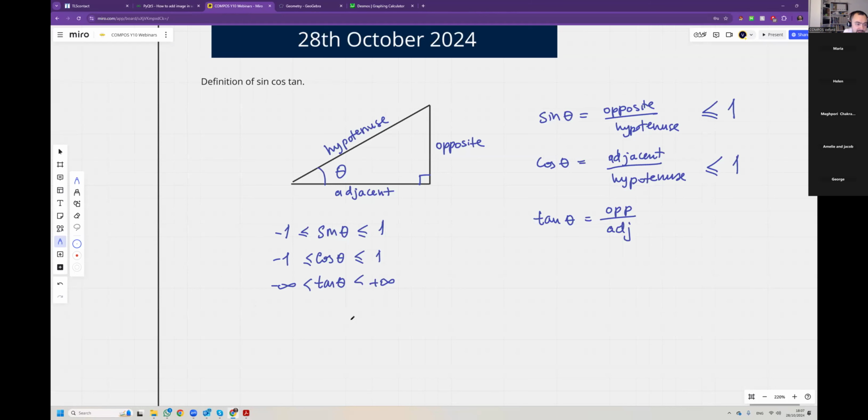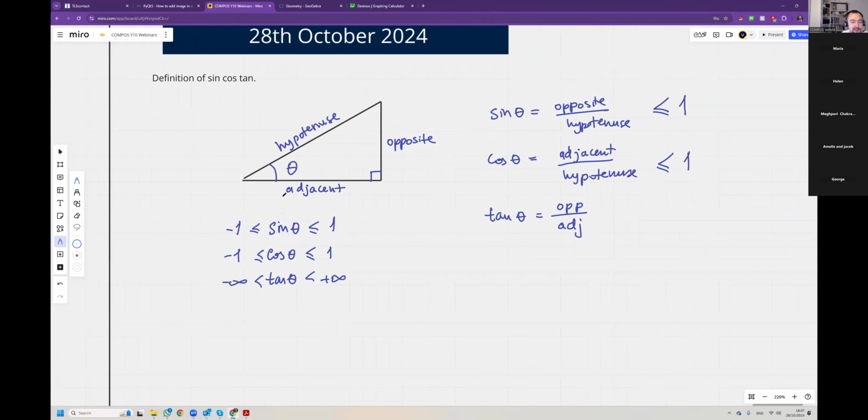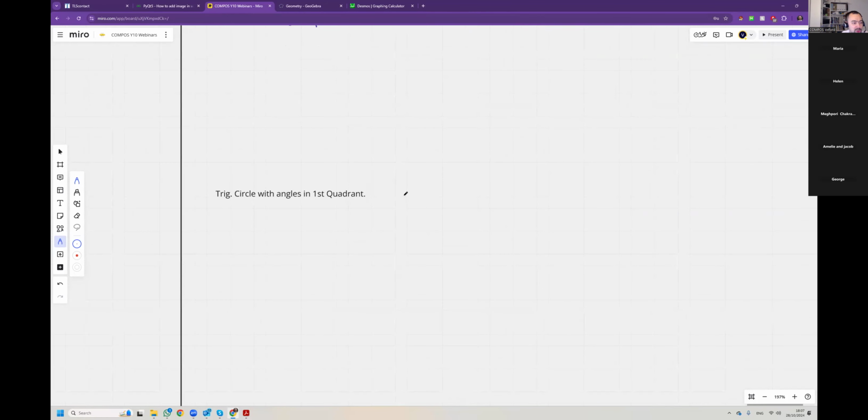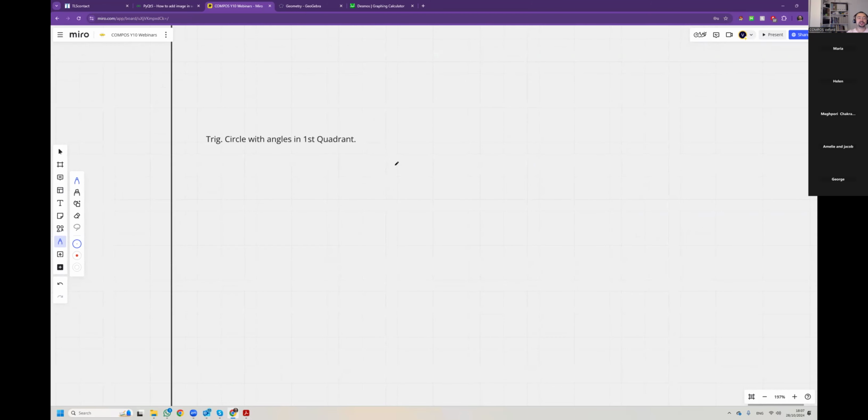So this is just the limitations. Okay. Cool. Now this is just the definitions. So a trig circle, a trigonometric circle, or sometimes called a unit circle. Are you familiar with a unit circle in trigonometry? 1 for yes, 0 for no. Are you familiar with the unit circle? Okay. All right, so mixed. Okay, let's look at a unit circle.